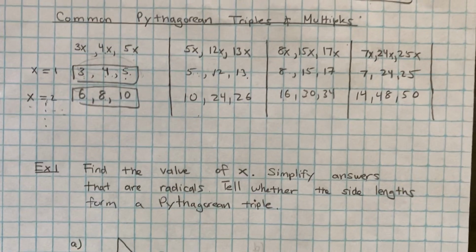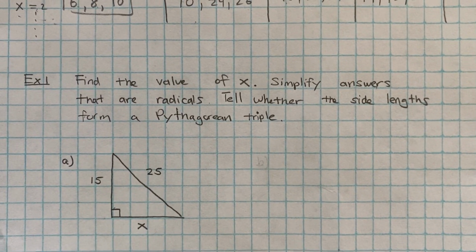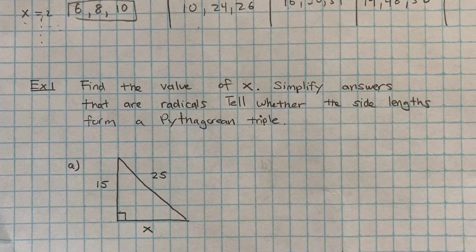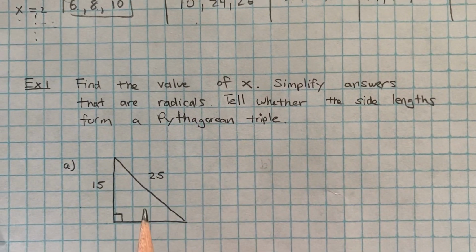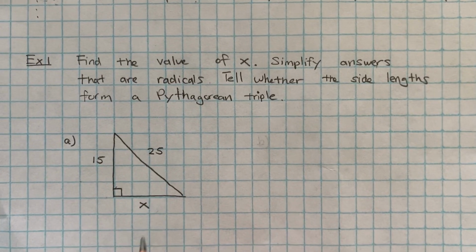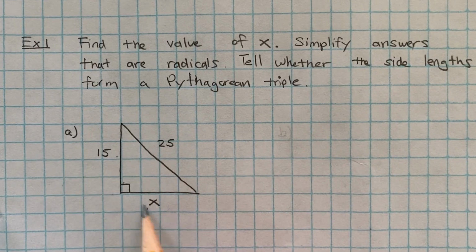Okay, so let's take a look at our first example. It says find the value of x. Simplify answers that are radicals. Tell whether the side lengths form a Pythagorean triple. Okay, so I have a right triangle, right? Pythagorean theorem only applies for right triangles. And we learned that the hypotenuse squared is the sum of the two legs squared.